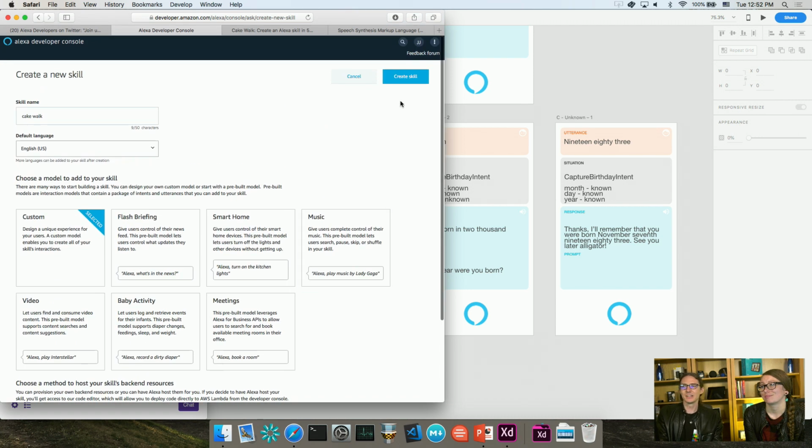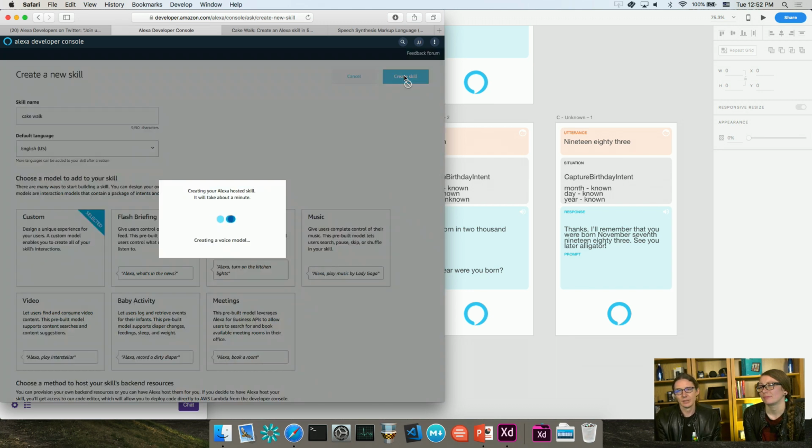So with that selected, we're going to click on Create Skill, and this will go ahead and provision everything that we need. And we're done. Almost. We have to change one thing once this is finished for it to say what we need it to say.